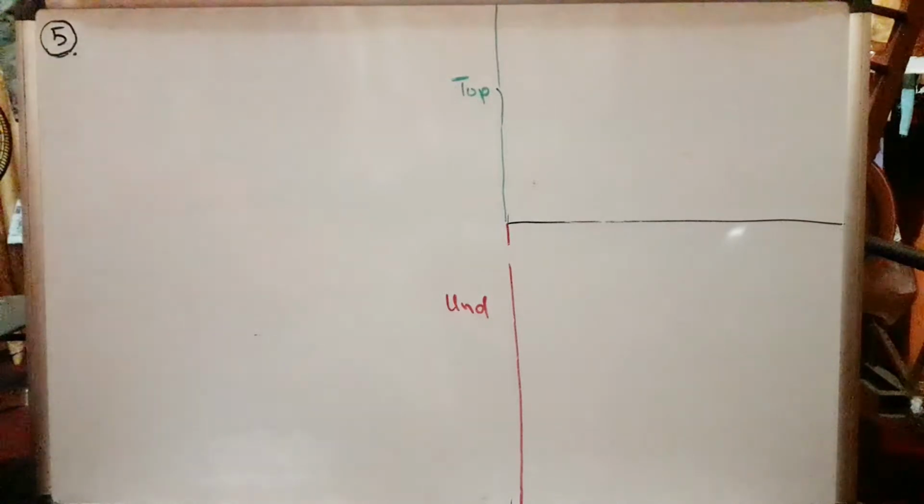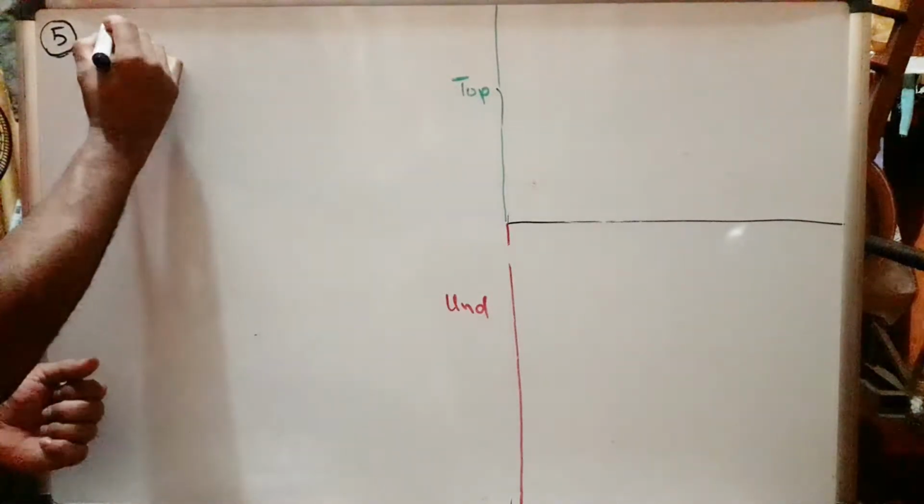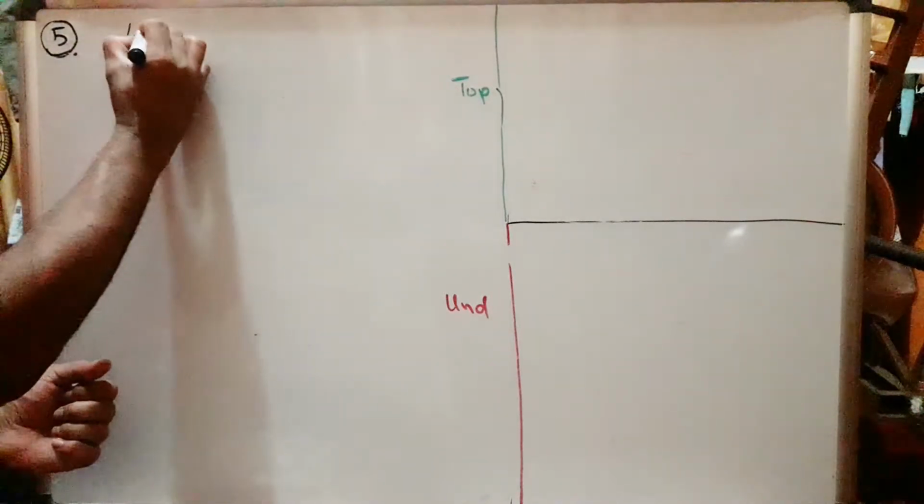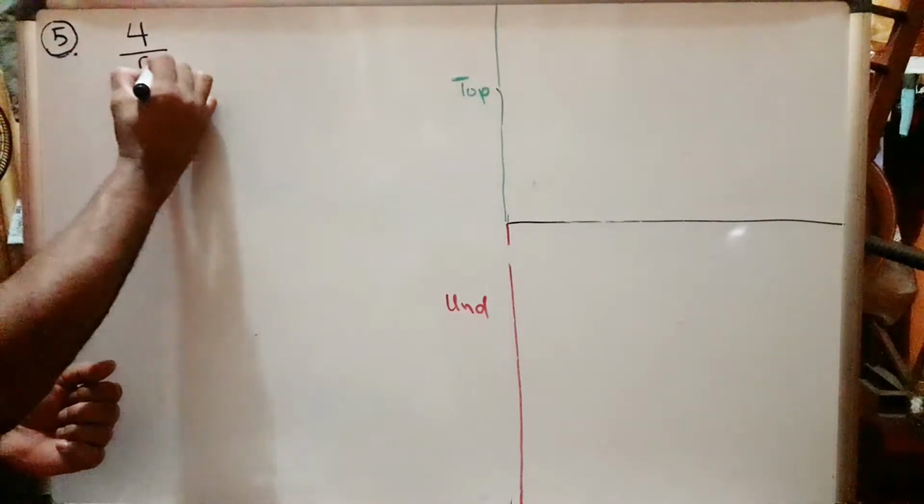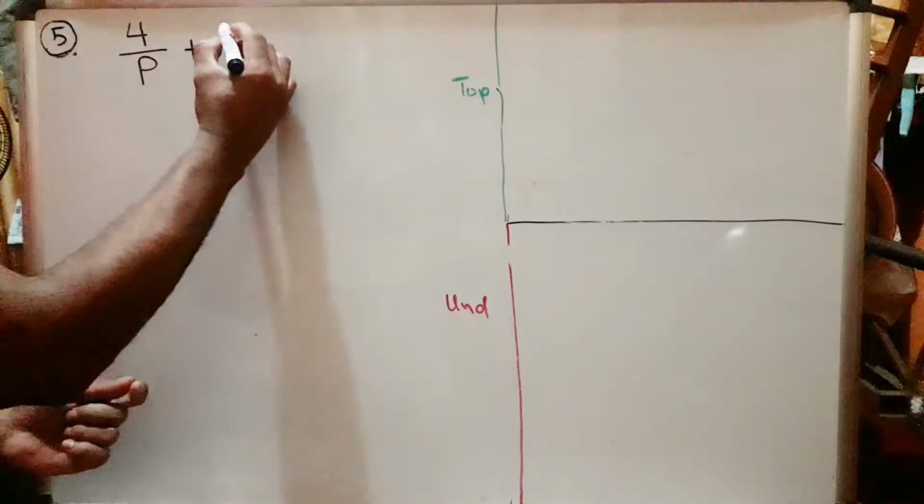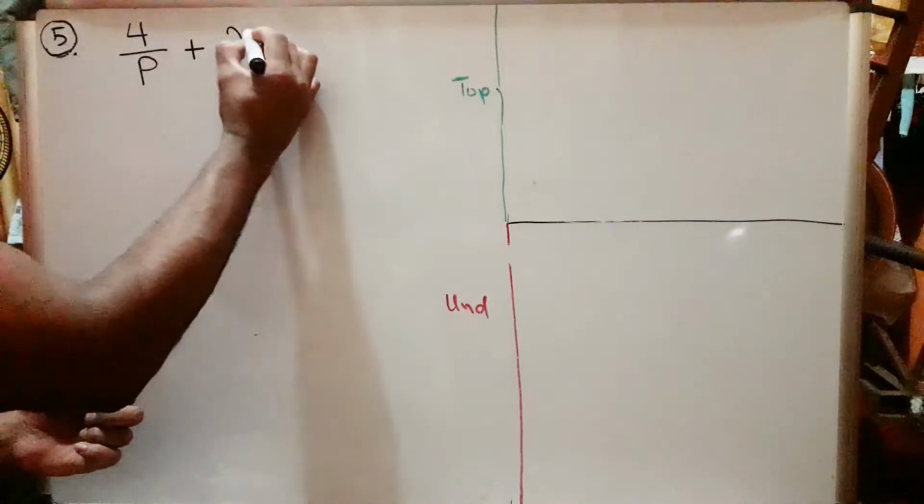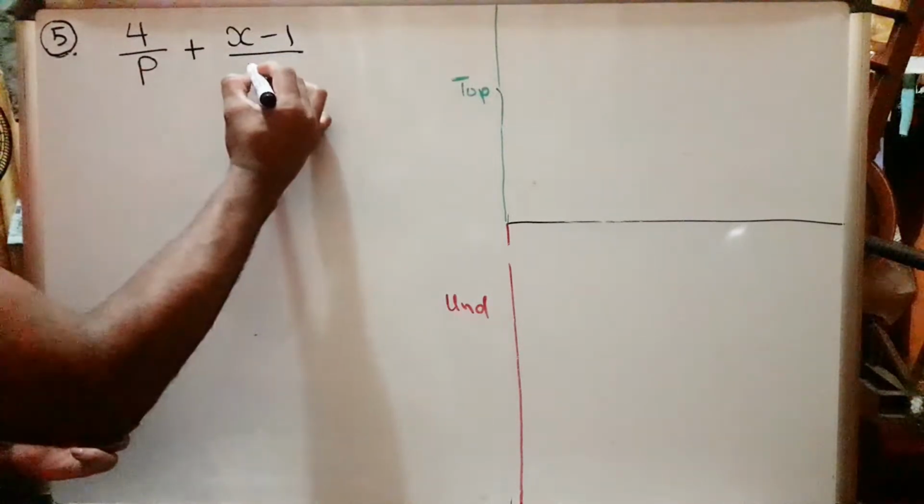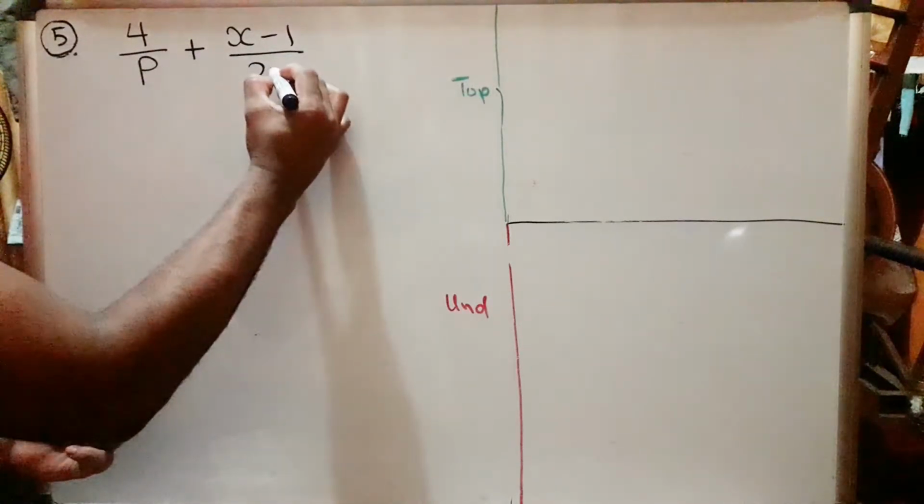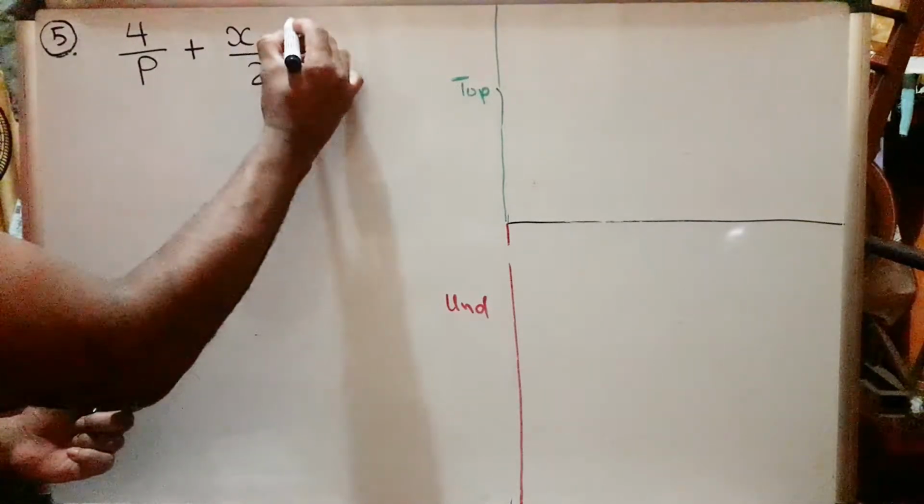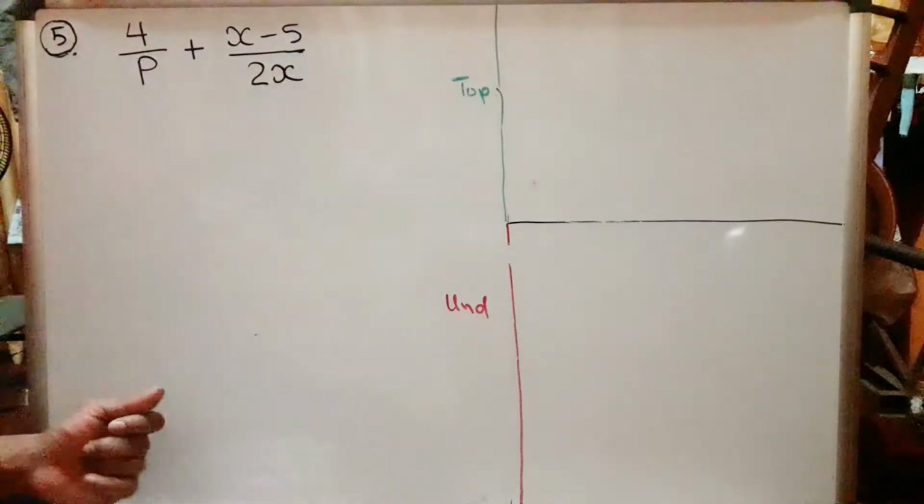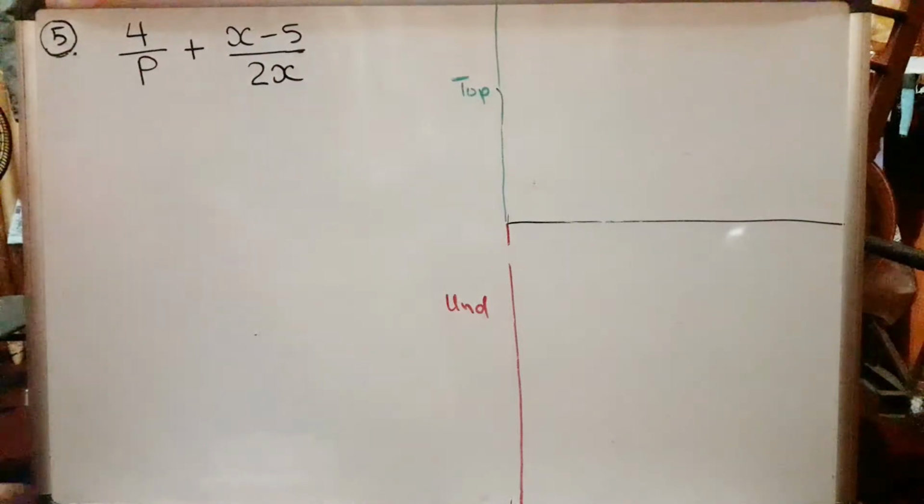All right. So question number 5. We're going to simplify some letters now. Let's say you have 4p plus, let's call it x minus 1 on 2. Let's make it interesting. 5. Let's say you were asked to simplify that fraction.